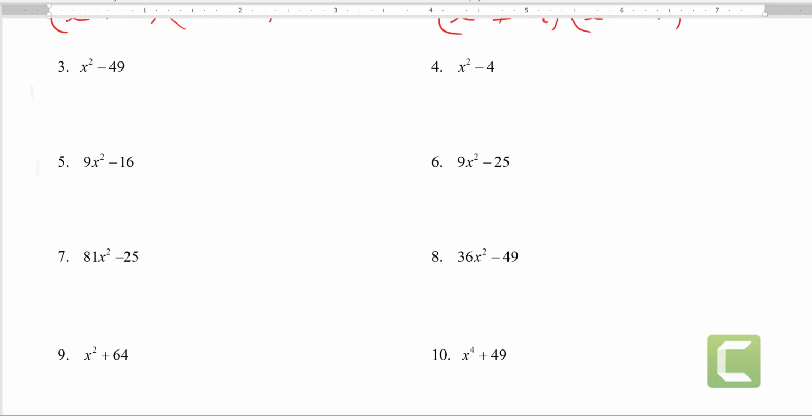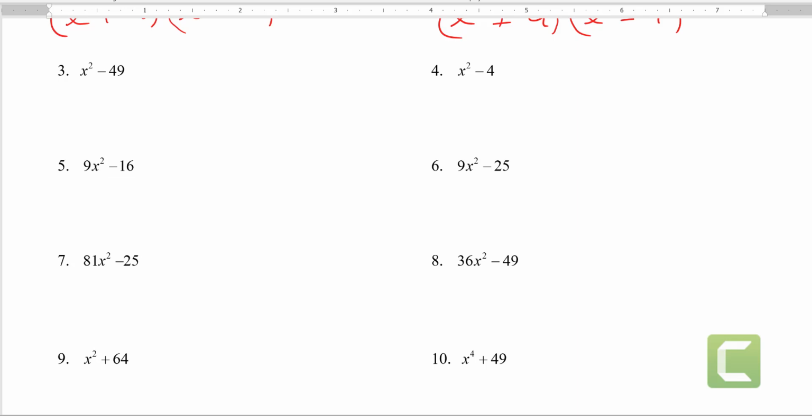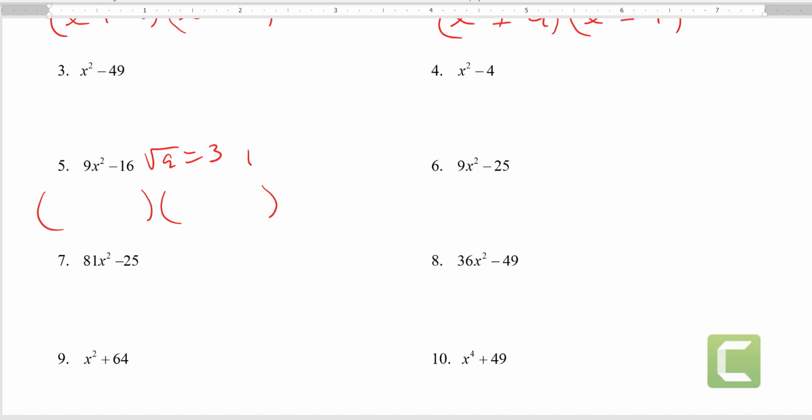Okay, if I go down to number 5, it's two terms. So parentheses. The square root of 9 is 3. The square root of 16 is 4. So 3x, and then 4 and 4, plus and minus.